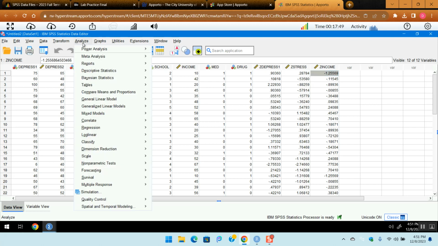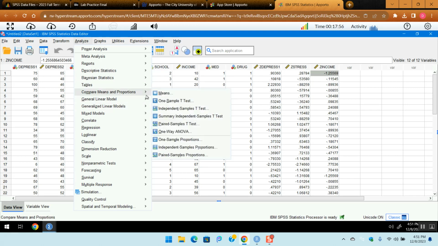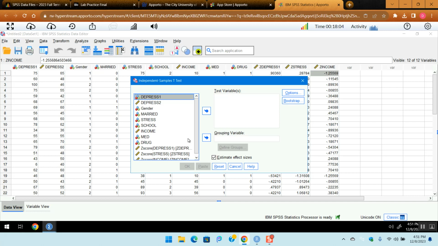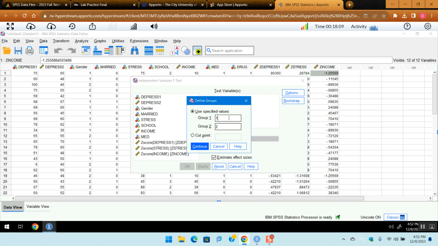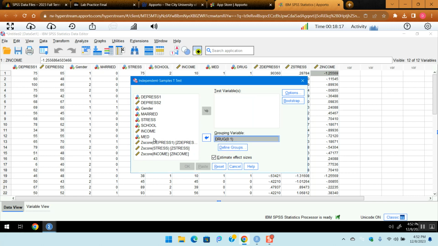So let's do salary. Analyze, descriptives. Actually, no, we're going to do Analyze, Compare Means. Sorry about that. We want the independent samples t-test. My grouping variable is going to be drug, and the two groups are going to be 0 and 1 because that's how I have it labeled. And we're going to look at income. We don't need effect sizes for this. Hit OK.